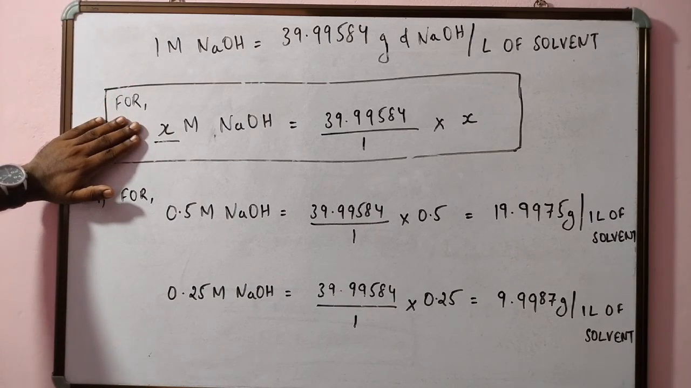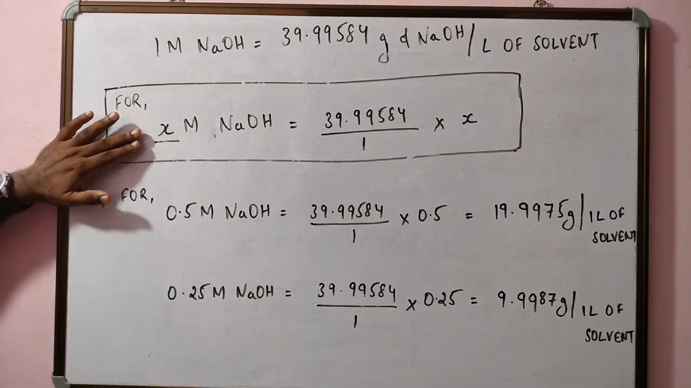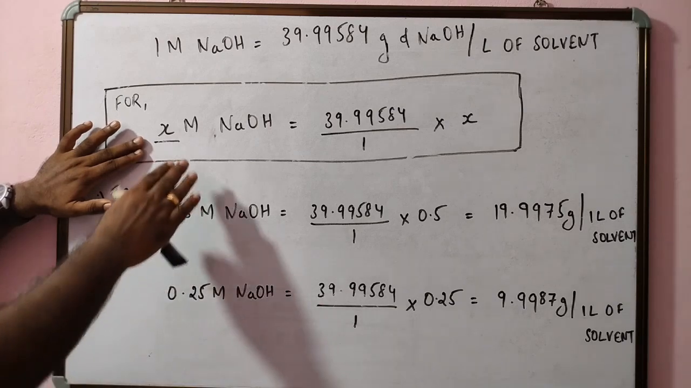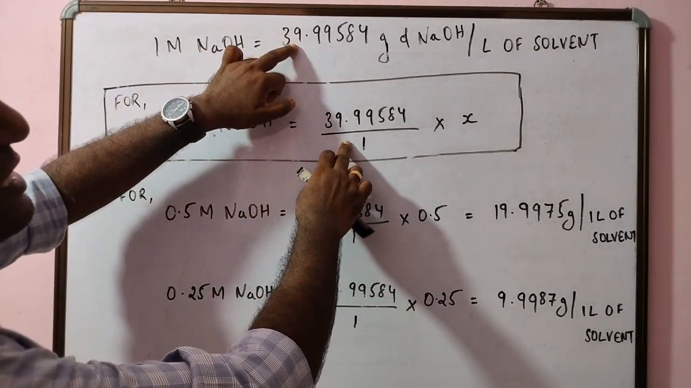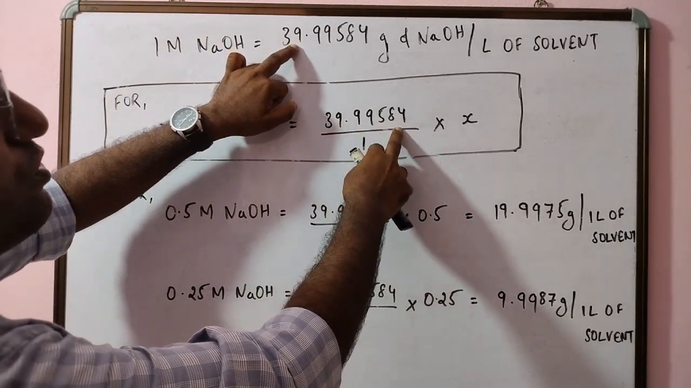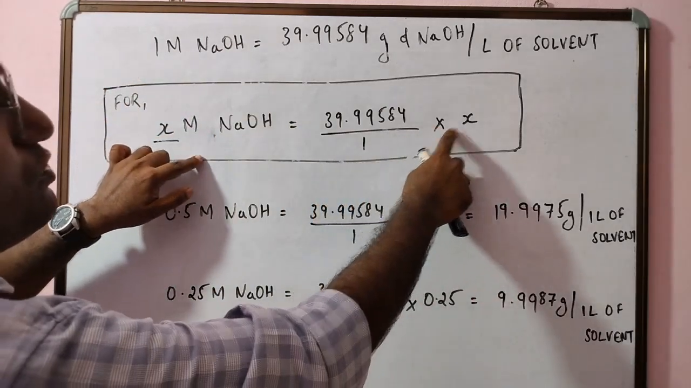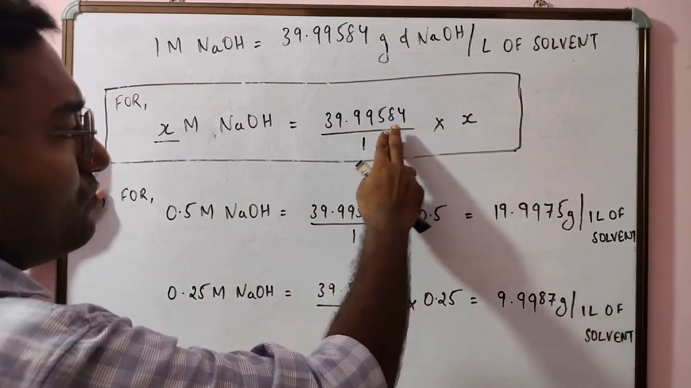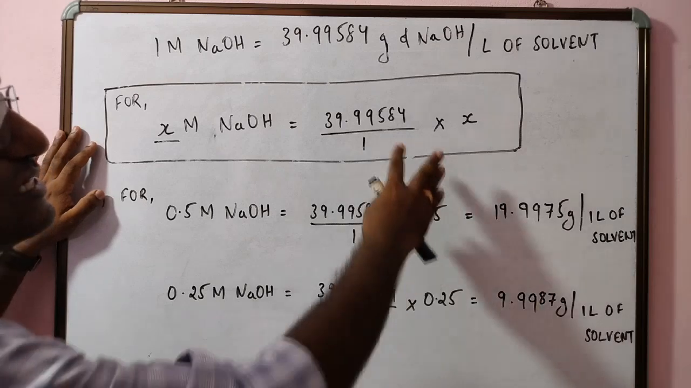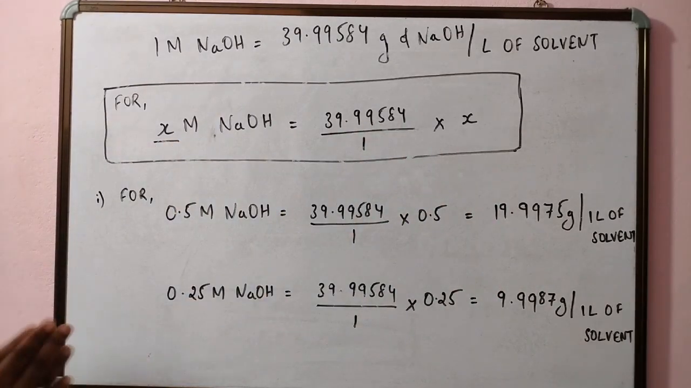Now, for preparing a solution of any molar strength, say X, what do we need to do? Take this 39.99584, put this as the numerator, divided by 1 into X, which is the desired strength, and that would give you the grams of NaOH required to prepare a solution of any molar strength, meaning X molar strength.